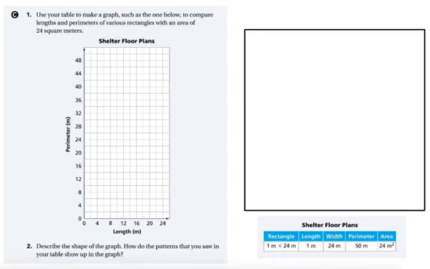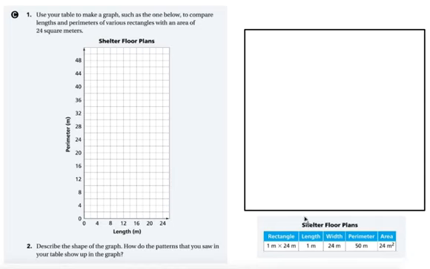All right, part C. Number 1, it says use your table to make a graph, such as the one below, to compare lengths and perimeters of various rectangles with an area of 24 square meters. So you have your table completely filled in. Now we're just going to graph that data. So over here is the one that they gave you. Keep in mind that your table is much longer because it includes 8 floor plans right now.